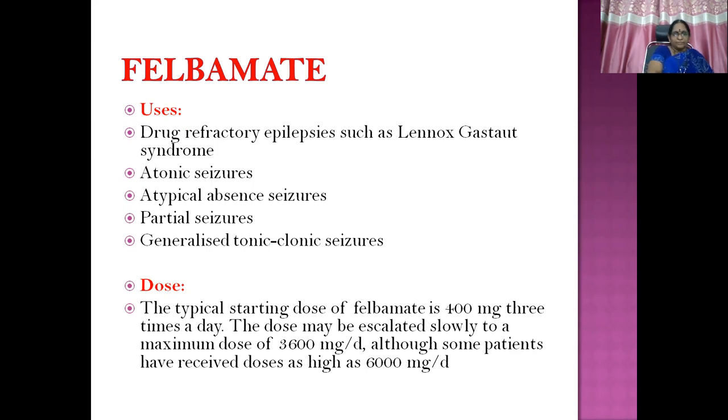Indications: drug refractory epilepsy such as Lennox-Gastaut syndrome and atonic seizures, atypical absent seizures, partial seizures, generalized tonic-clonic seizures. So the dose to be given is 400 mg 3 times a day, slowly escalating up to a level of 3600 milligrams per day. Okay.